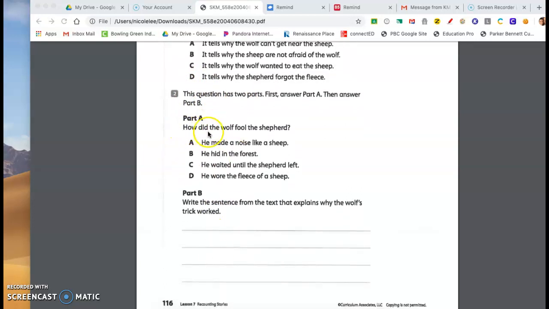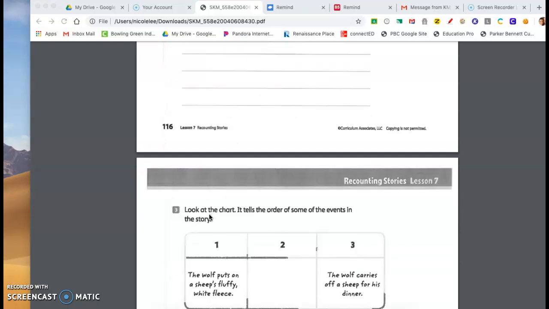You will answer part A. How did the wolf fool the shepherd? Another word for fool would be trick. So how did the wolf trick the shepherd? You'll choose your answer, and then part B is writing a sentence that explains why the wolf's trick worked. So you would start your answer like this: The wolf's trick worked because, and you're telling why the wolf's trick worked.